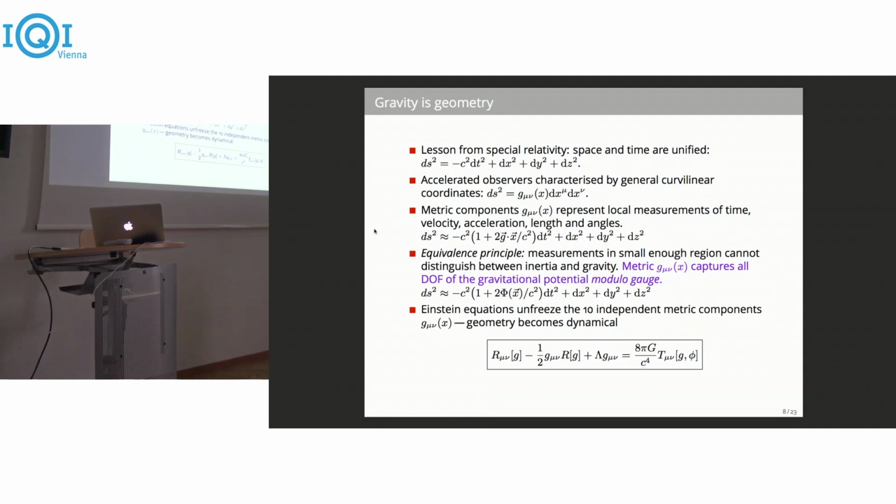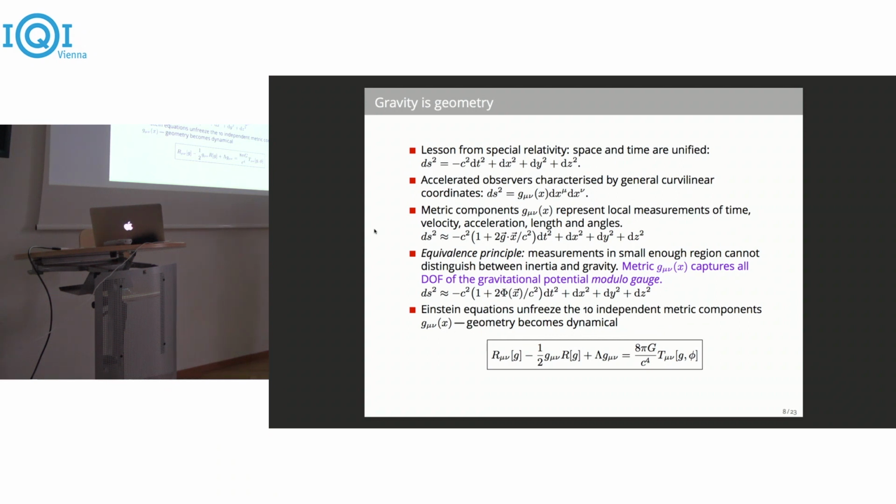And that, combined with the equivalence principle, brought Einstein to think that the gravitational degrees of freedom are encoded in all components of the metric tensor, because he inferred from the equivalence principle that to leading order in 1 upon c squared, the space-time geometry is determined by a curved metric that depends on the Newtonian gravitational potential. And the Einstein equations, which tell you that the curvature is sourced by the stress energy momentum tensor of matter, turn all 10 degrees of freedom, all 10 metric components, into dynamical fields on space-time.